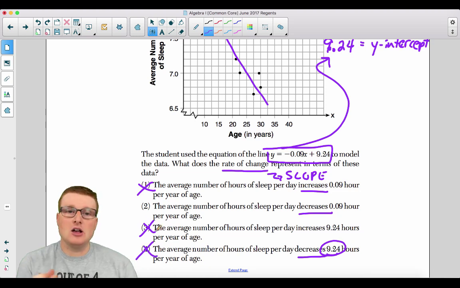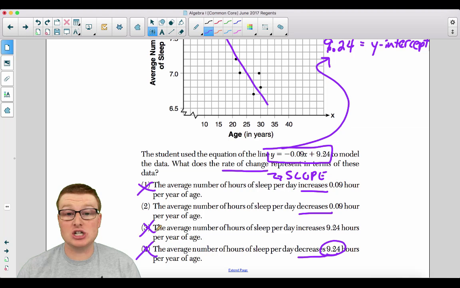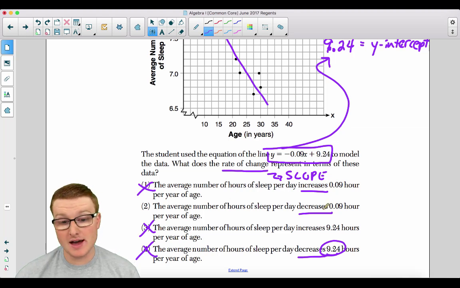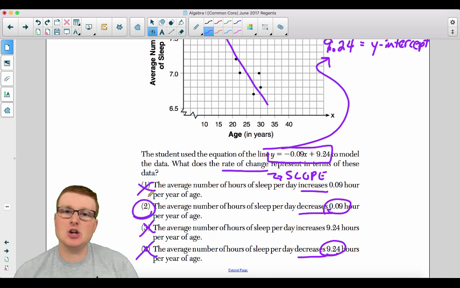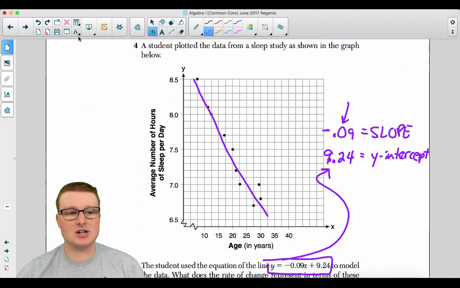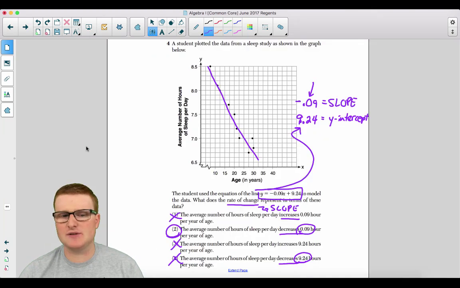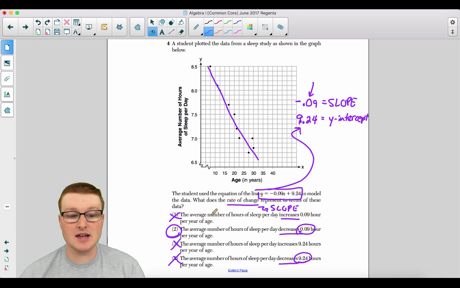So it's not that. Either you can know what the equation is showing, which, if you know that decreases by 0.09 is the slope, your answer is choice 2, that is correct. But let's just say you didn't know in math terms what that meant. Just by looking at choice 4, that makes no sense because you're not sleeping anymore, okay? So even if you get stuck on a math question on the Regents, just think logically for a second. Does choice 4 make any sense? Absolutely not. Choice 2 is clearly the answer. The average number of hours of sleep per day decreases by 0.09 hours per year of age.